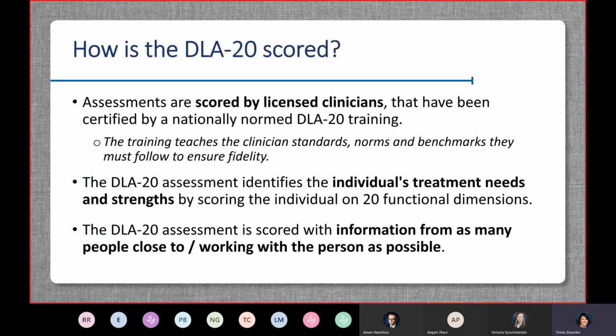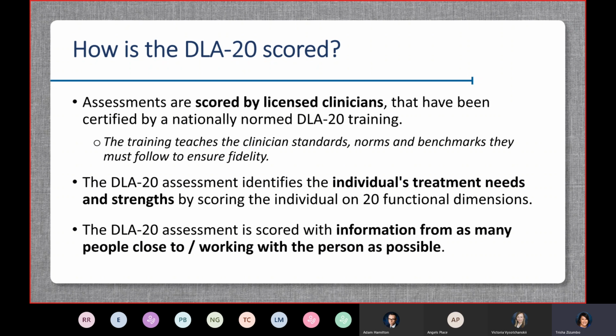There's been a lot of questions about how the DLA 20 is scored. Again, I understand that this is largely due to the fact that the outcome is crosswalked to a rate, so people want to understand how the scoring impacts the rate that's ultimately going to be paid for the services that are provided.